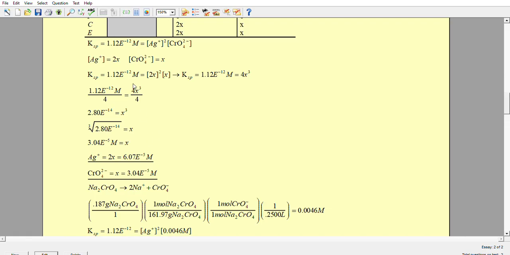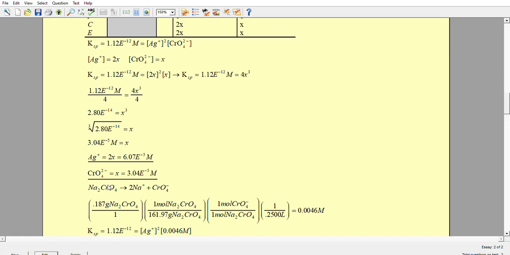And so the only thing that can go into an equilibrium expression, there's a couple things. When I say a couple things, I mean exactly a couple things. You can put a molarity in there, or you can put a pressure in there. You can't put anything else in there. You can't put grams, you can't put volume, you can't put moles. Molarity is the only thing that goes in there.